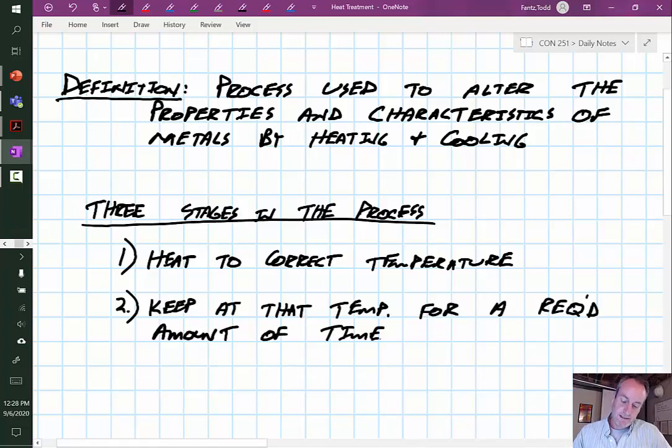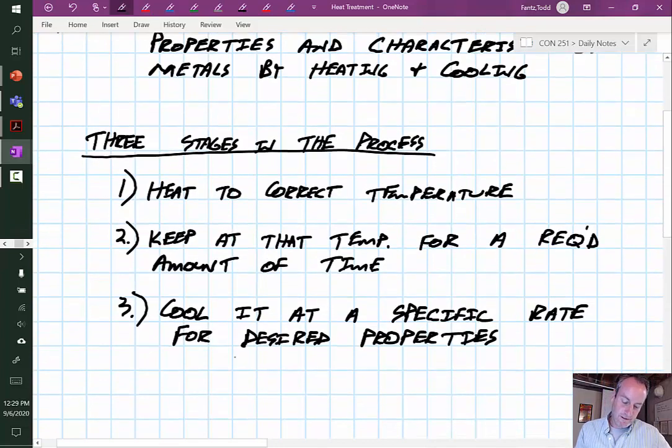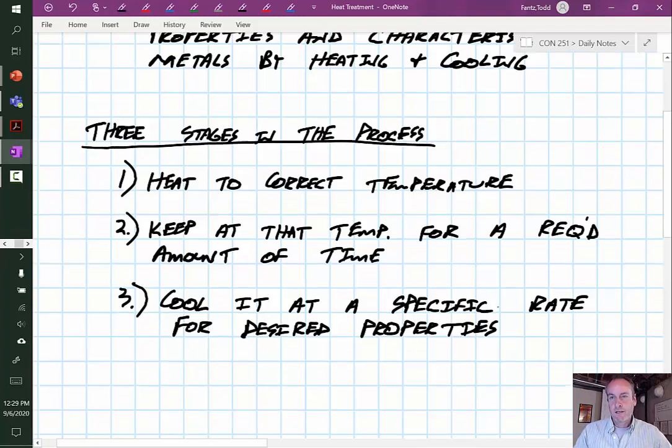So, as it says here, keep it at that temperature for this required amount of time, and after that we need to cool it. Now, the material properties will be somewhat determined on how fast that rate of cooling happens. So that's basically the process, and I put in here for the desired properties, like I said, depending on how fast you cool it, it'll change the characteristics of your metal.